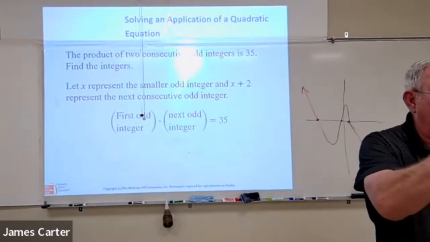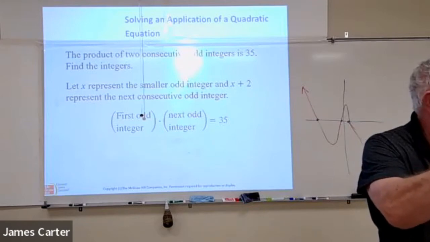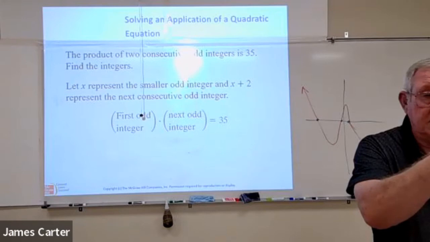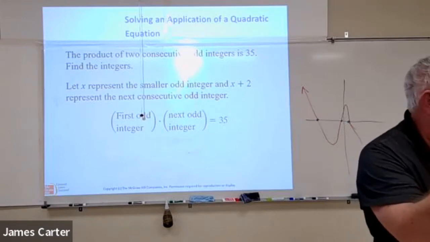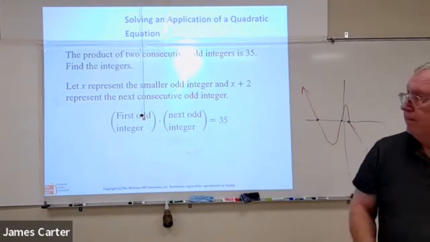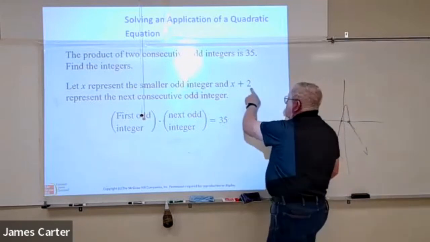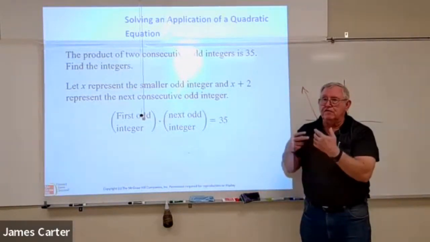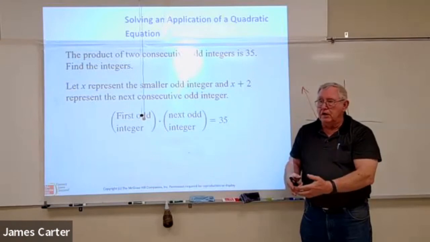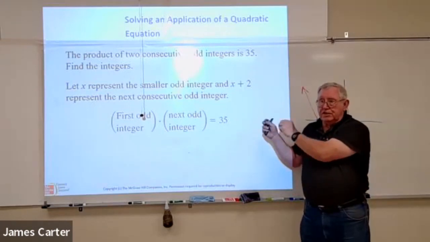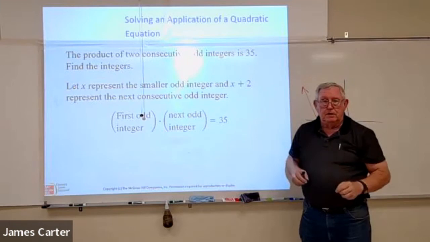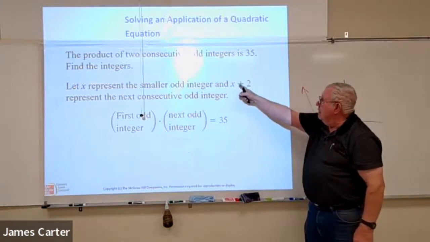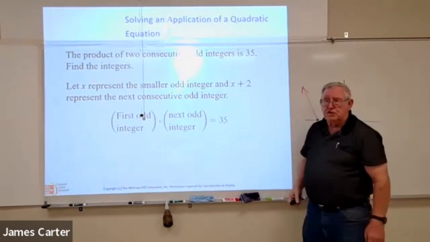2 bigger. What's the next consecutive number after 5? 7. 2 bigger. That's where this x plus 2 comes from. Because when you do consecutive even or consecutive odd, you jump by 2 numbers at a time. So if they'd said consecutive even, we still would have used this x plus 2 business.